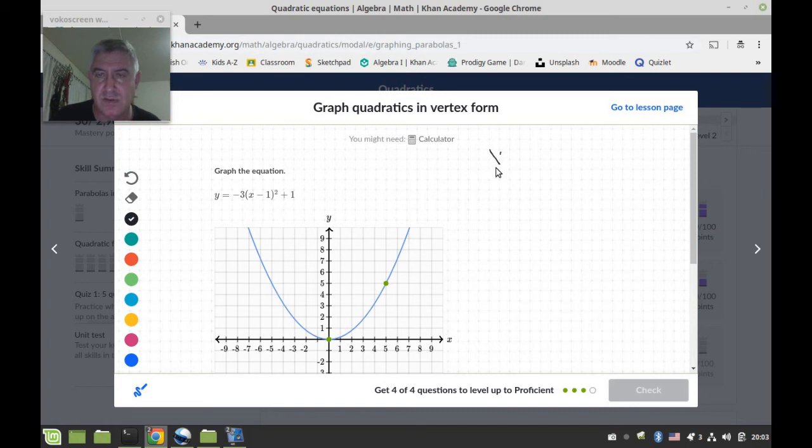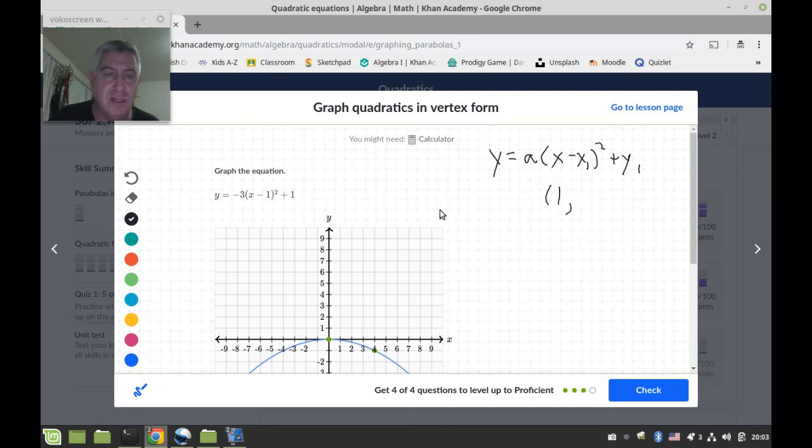Here we go. y equals a times x minus x1 squared plus y1. My coefficient here, a, is -3, so I know it's going to open down. And I have x minus 1, so x1 is 1, and plus 1, so y1 is 1, so my vertex is at 1, 1.